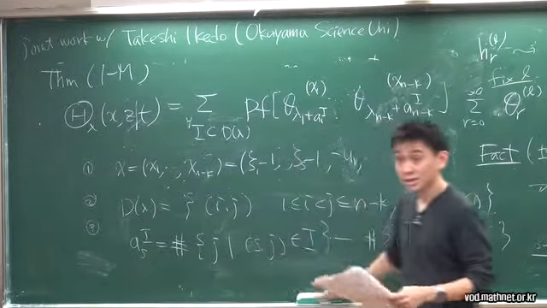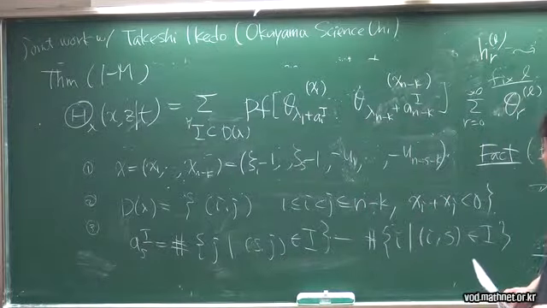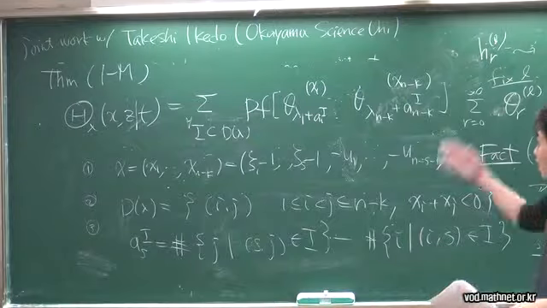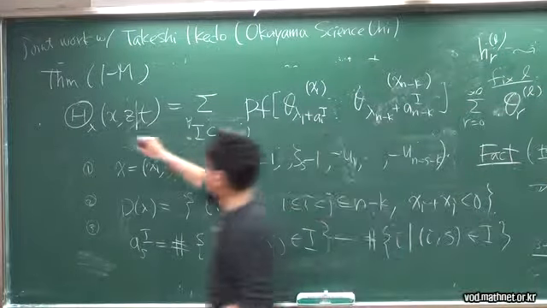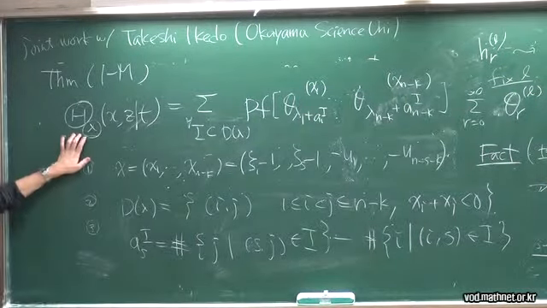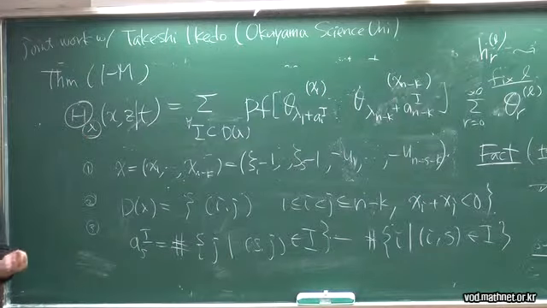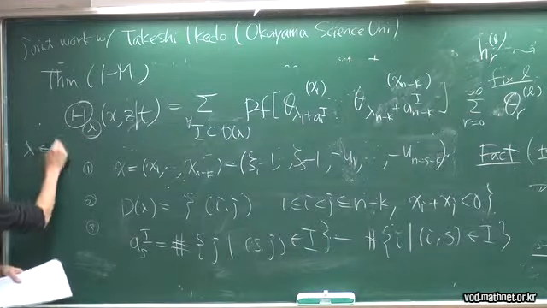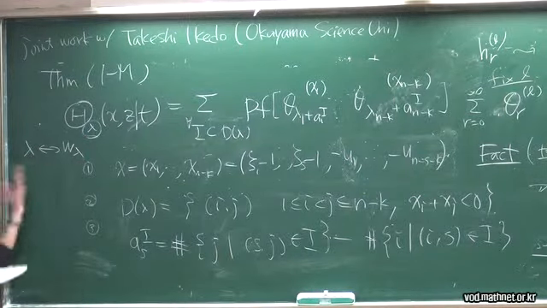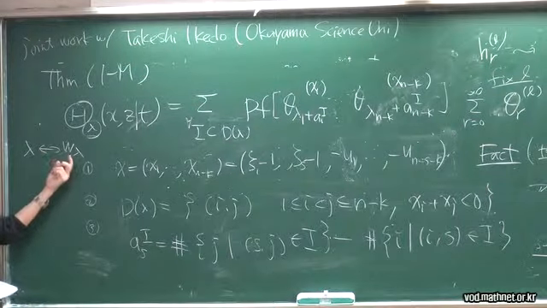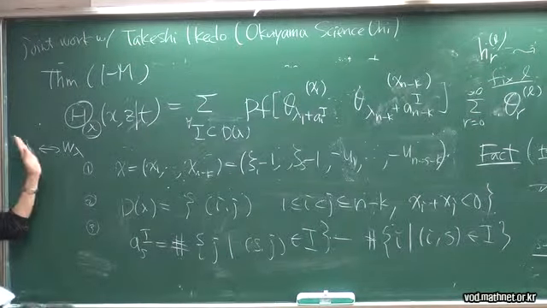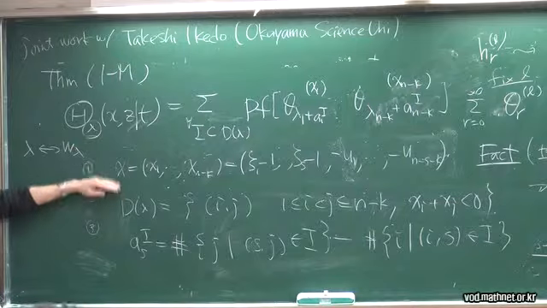What is the lambda? D of lambda. So lambda is here, right? Lambda determines the signed permutation, so lambda and the permutation are one to one. So it's a K-Grassmannian permutation, and then you look at the last n minus k entries.